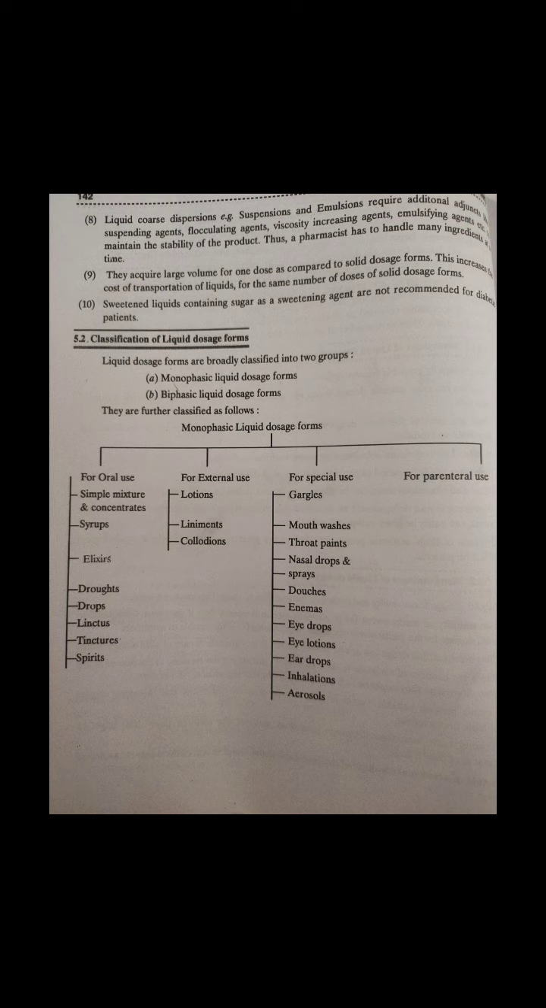Nasal sprays are the same preparations as nasal drops but instilled in the nostrils in the form of a fine mist with the help of an atomizer or a spray package like a nebulizer, which produces a very fine mist of drug solution so as to reach into the respiratory tract.